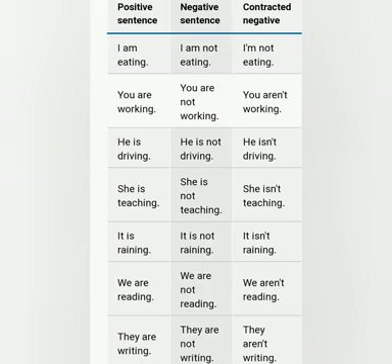She is teaching, she is not teaching, she isn't teaching. It is raining, it is not raining, it isn't raining. We are reading, we are not reading, we aren't reading. They are writing, they are not writing, they aren't writing. So children, please read this chart again and again to understand.